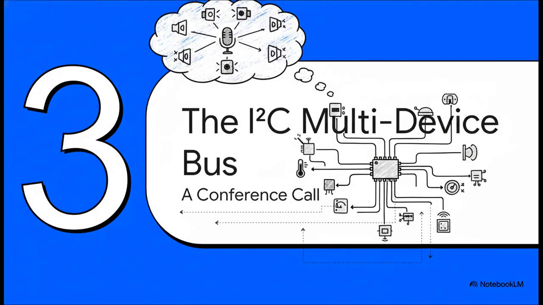But what if you need more than just a one-on-one call? What if your microcontroller needs to juggle conversations with, like, a dozen different sensors at once? Well, running separate UART lines for each would be a nightmare. That's where our next protocol, I²C, is a lifesaver. Think of it less like a phone call and more like a perfectly moderated conference call.